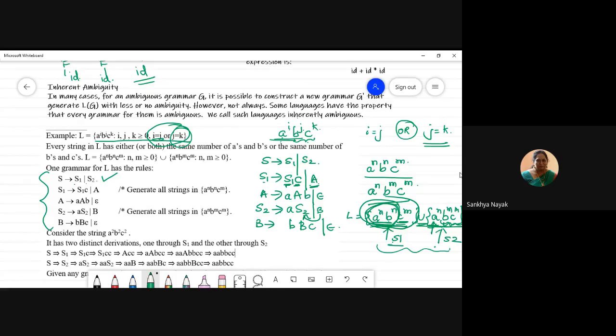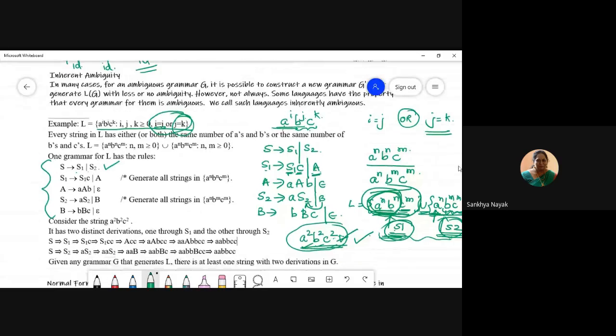Now let us consider a string a^2 b^2 c^2. From S1 I can derive this, and from S2 also I can derive this. Which means it is ambiguous. Can I change how I write S1 or S2? No. That is the only way to write S1 and S2, so you cannot change the grammar. But still there will be a string like this, with equal number of A's, B's and C's, which can be derived from both S1 as well as S2.